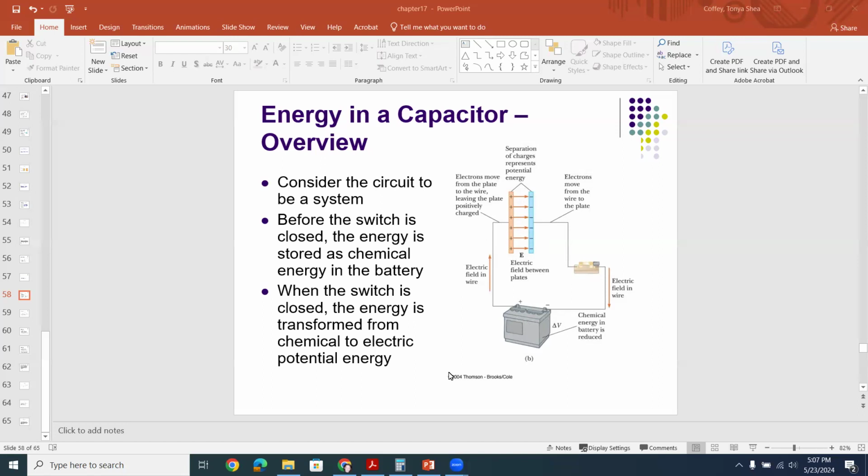Now, when that happens, charge is being moved around, and anytime you're talking about moving something, you're also talking about energy. Before the switch is closed, all the energy in this system is stored as chemical energy in the battery. Then when the switch is closed, the energy was transformed from chemical into electric potential energy, and then, of course, some kinetic energy as the charge moved.